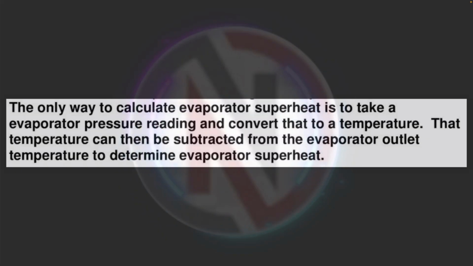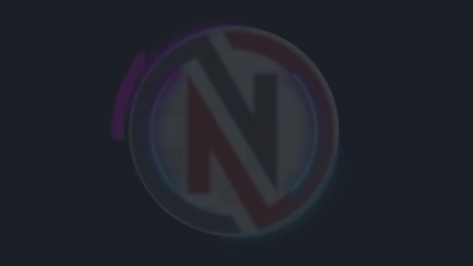The only way to calculate evaporator superheat is to take an evaporator pressure reading and convert that to a temperature. That temperature can then be subtracted from the evaporator outlet temperature to determine evaporator superheat.